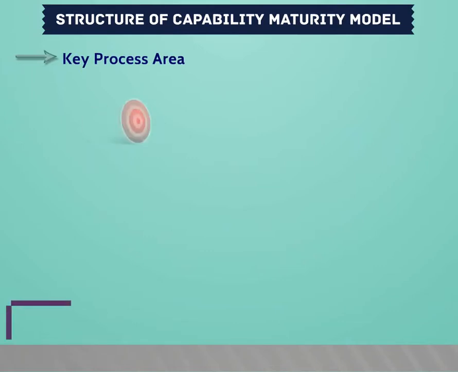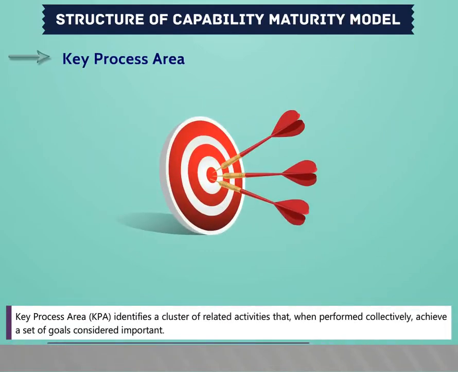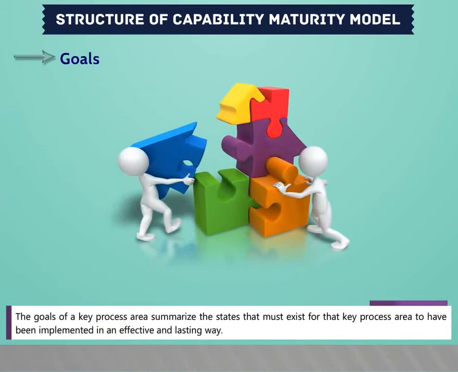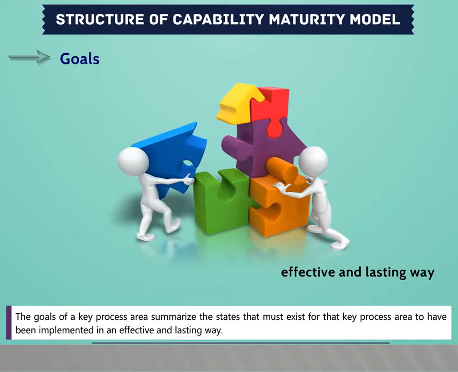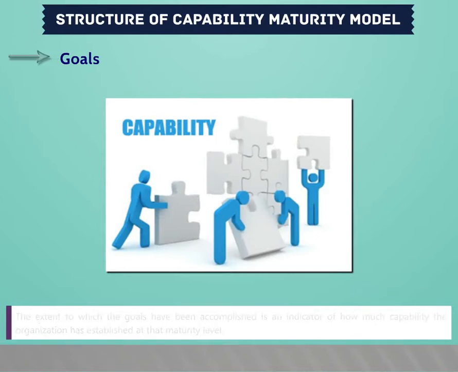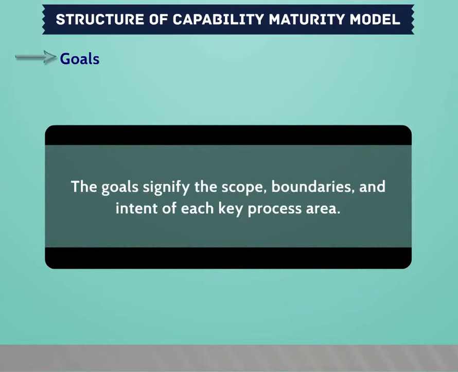Key process area. Key process area (KPA) identifies a cluster of related activities that, when performed collectively, achieve a set of goals considered important. Goals. The goals of a key process area summarize the states that must exist for that key process area to have been implemented in an effective and lasting way. The extent to which the goals have been accomplished is an indicator of how much capability the organization has established at that maturity level. The goals signify the scope, boundaries, and intent of each key process area.